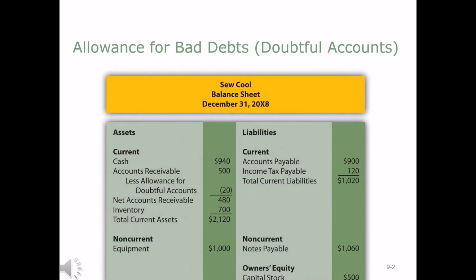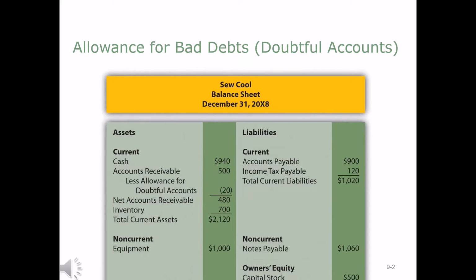When we sell merchandise or services on account, it creates an account receivable. As a business, we need to keep track of all of our accounts receivable, and that's why we've started using the Accounts Receivable Subsidiary Ledger. It tells us who owes us money.